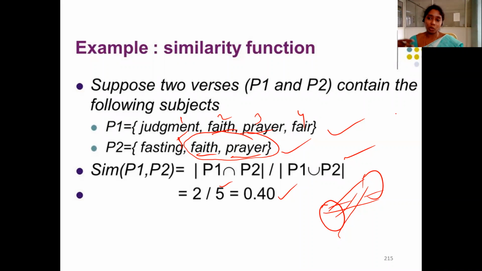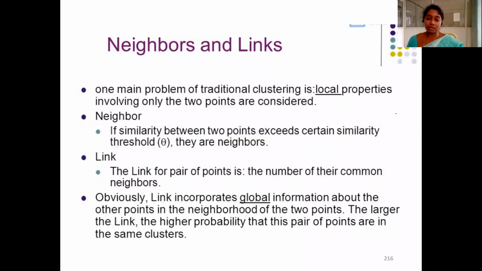So what is a link, and how do we calculate the links among the clusters? For that, we need to know about the neighbors. Why? Because a link for a pair of points is the number of their common neighbors. So how is a link defined? A link among a pair of points is nothing but the number of common neighbors.